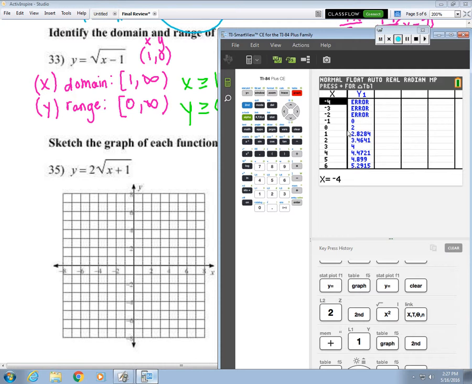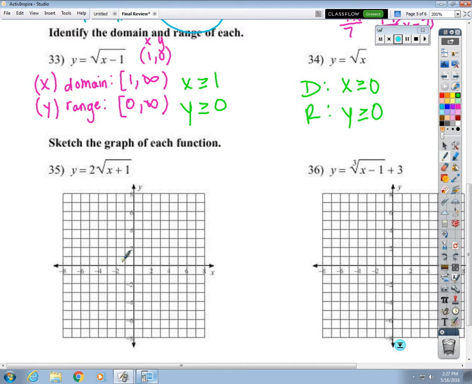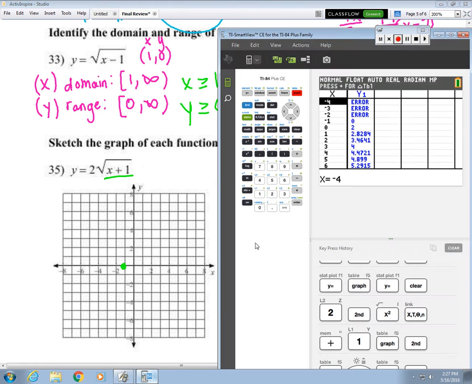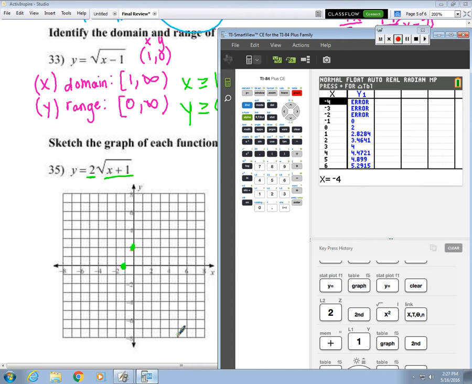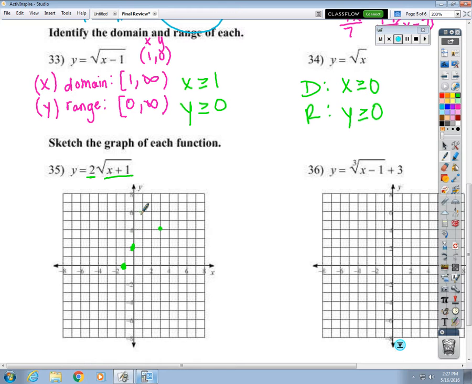So my first point is at -1, 0, which makes sense because the graph got shifted left 1. My next point is at 0, 2. Now, to get from this point to the next point, didn't you have to rise 2 and run 1? Which is what that 2 costs. Okay, then to get to the next point, it's 3, 4. Now, you don't continue rising 2, running 1, rising 2, running 1, because that would be a linear equation. This is the square root.